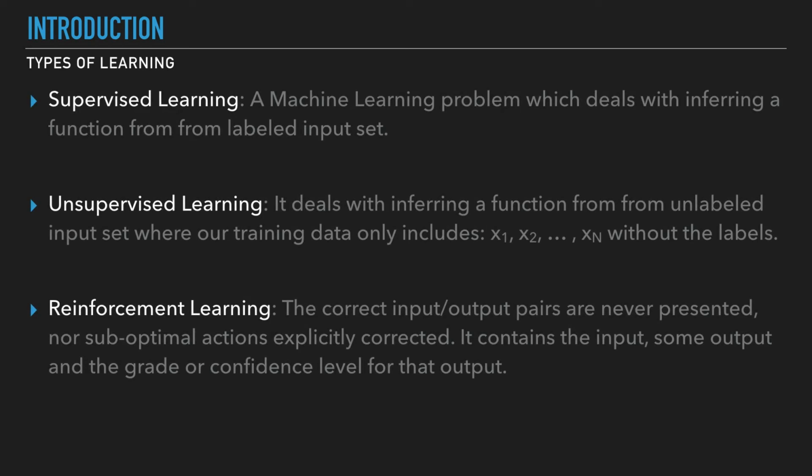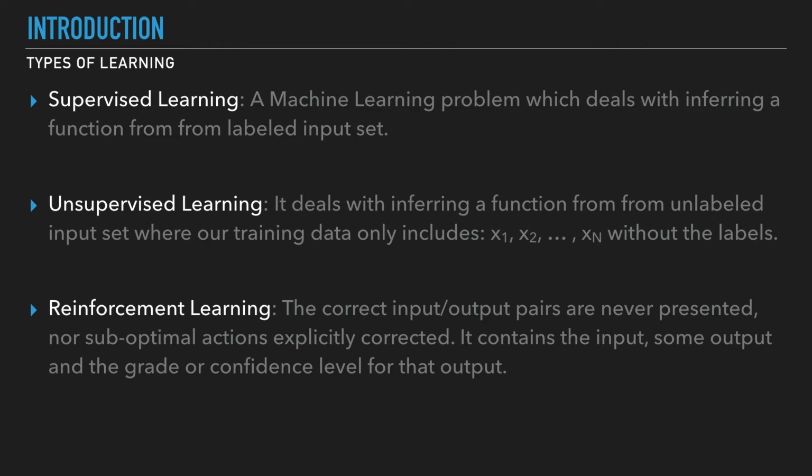Moving on to the next slide, let's talk about the types of learning. Now, in the previous example, our historical data was in the format of x1, y1, x2, y2, and so on. That means we had our corresponding labels for each input data. This type of learning is called supervised learning, where the output labels for our historical data are given to us, or we are given a labeled input set.